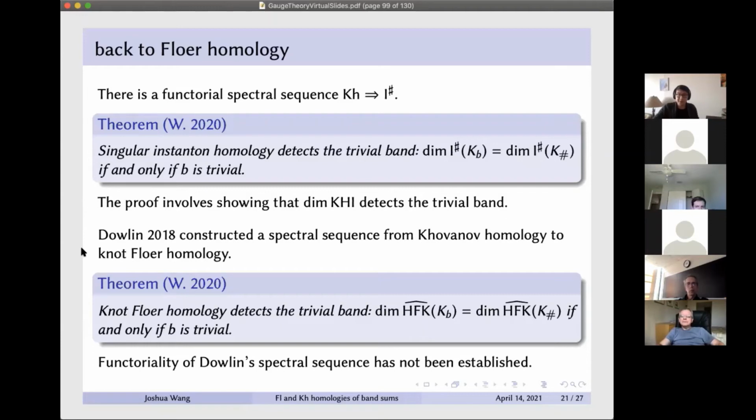Okay, so I'm going to tell you my argument for knot Floer homology, and then I'll tell you some of the adaptations needed to make it work in the instanton setting. Okay, so are there any questions before I get into it?